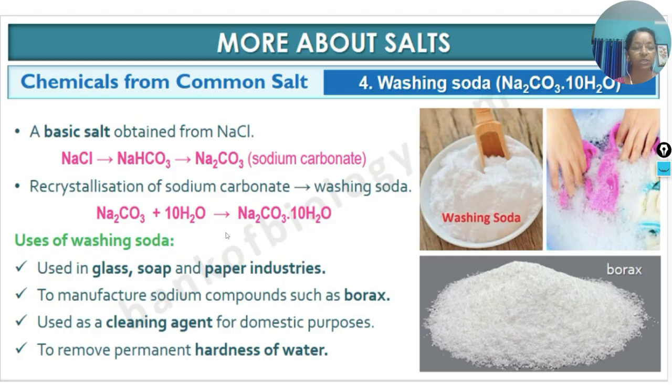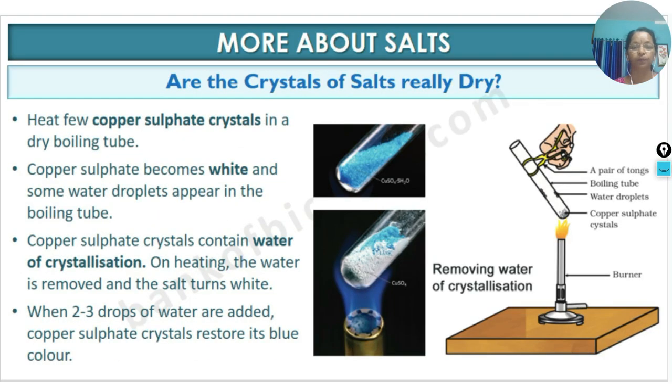And where is it used? It is used in glass, soap and paper industries, used in the preparation of borax, used as a cleaning agent in domestic purposes, and to remove permanent hardness of water. Permanent hardness of water can be removed by using washing soda. Keep in mind it is not baking soda, it is washing soda that is used to remove permanent hardness of water. Okay, so that is washing soda, Na2CO3.10H2O.